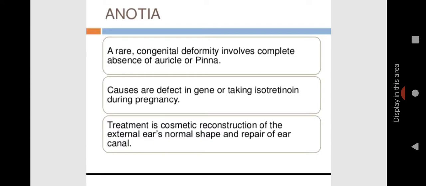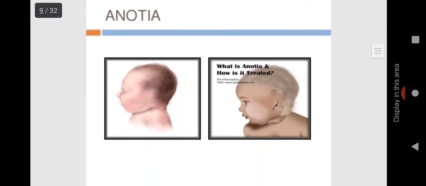Its causes are a defect in the gene or taking isotretinoin during pregnancy. So taking isotretinoin or a defect in the gene can lead to anotia. Treatment is cosmetic reconstruction of the external ear, giving it a normal shape, and repair of the ear canal. So cosmetic reconstruction is available to resolve the anatomical deformity. So this is a picture.